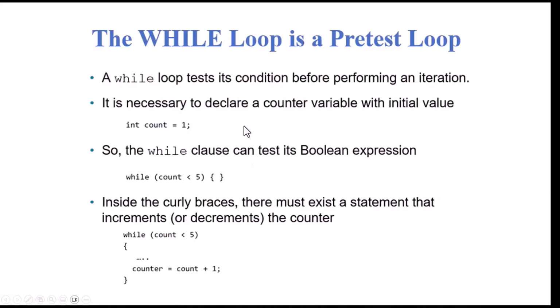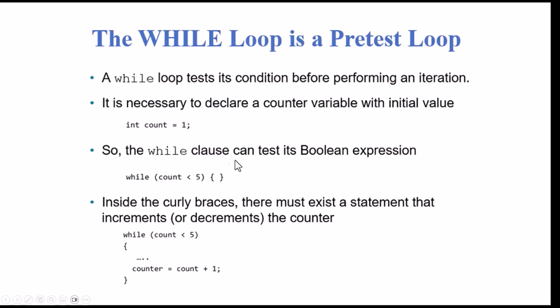That means a while loop tests its condition before performing iteration. You can literally have a false occurrence there, and it won't do any of the code, because it does the test first. And if the test is false, it'll drop past the loop and go on to whatever processing it had to do. It's necessary to declare a counter variable with an initial value. It does not have to be 1. It can be anything you want. It can be some other number, and I'll show that to you.